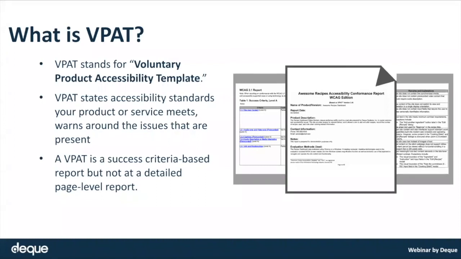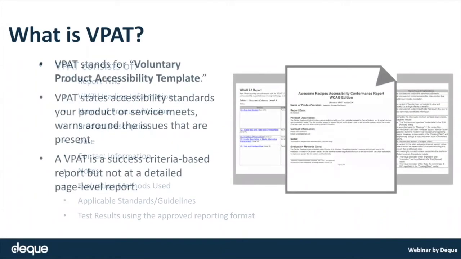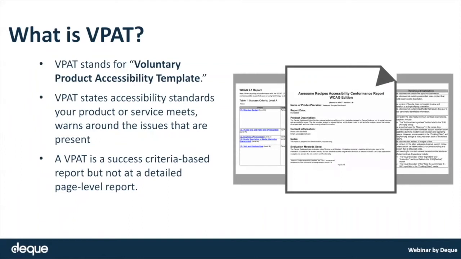And then, apart from that, what does a Vpat really consist of? Can you go back to the previous slide, Aish? Thank you. So Vpat, what does it state? It states accessibility standards that your product or services meets and warns about the issues that are present, meaning your Vpat is going to have a long table of all the success criteria from WCAG, and you would be saying whether each of that success criteria is supporting, does not support, partially supports, or not applicable. These are the 4 statuses that you would have for every success criteria.